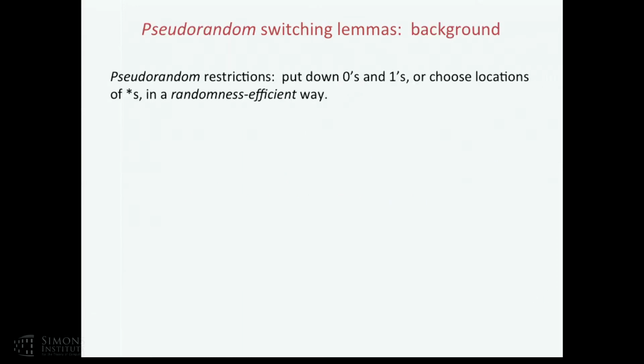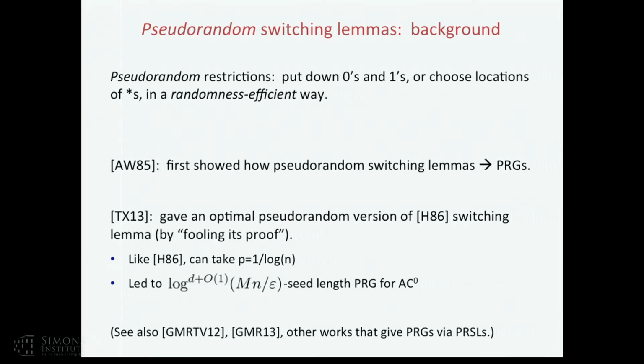Well, like Liang said, we're not going to be making much hay if we deal with truly random restrictions in the context of de-randomization. So we have to think about pseudo-random restrictions, right? And these are, again, just some distribution over restrictions that's more randomness efficient. Somehow you don't have to toss so many coins to generate one of them. Okay? Impagliazzo and Wigderson were already using pseudo-random switching lemmas to get PRG results. These were sort of the first bullets on the slides I showed you earlier.